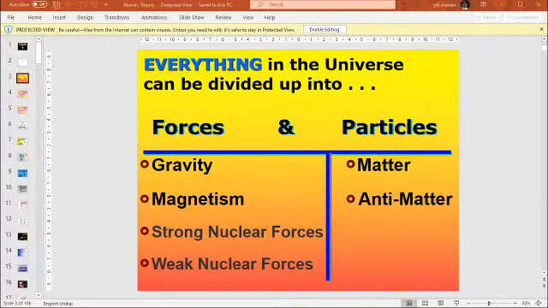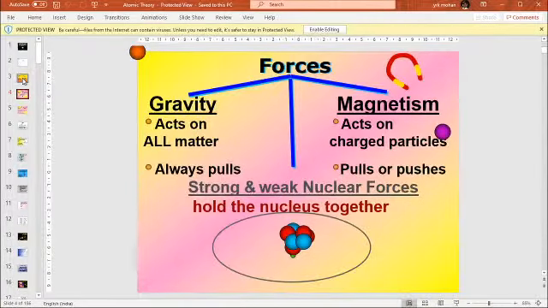Now if you see this, forces act on all matter. Gravity acts on all matter. Antimatter, that all pulls or pushes, magnetism. Strong and weak nuclear forces hold the nucleus together, like this showing here. I'll come back to it in a while.